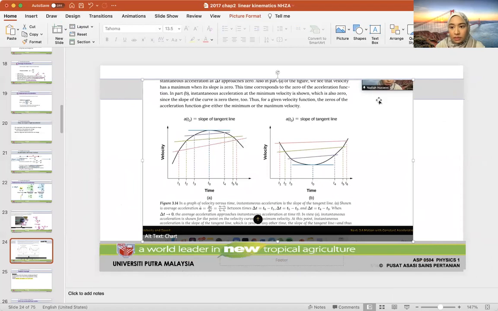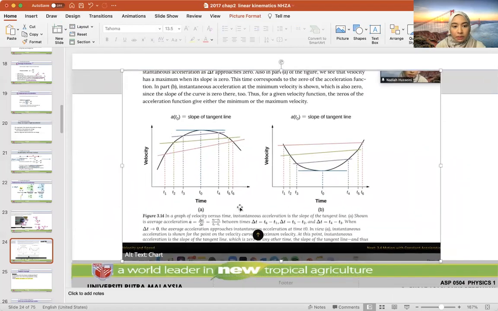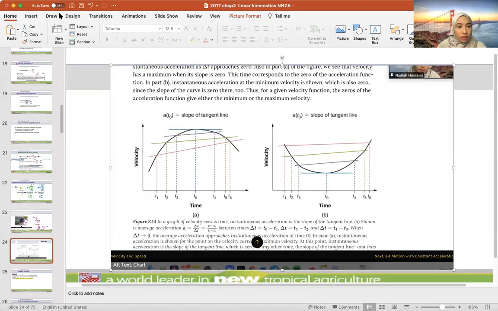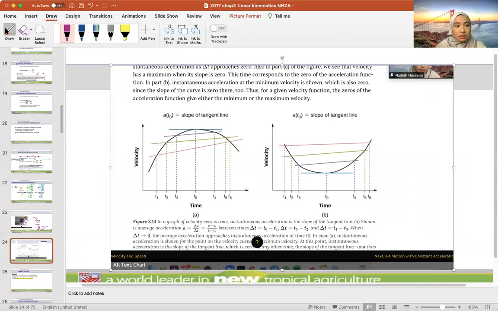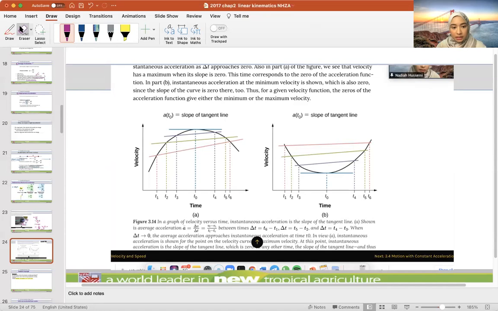Okay. So let's talk about this one. Make it bigger. Okay. So now we're talking about instantaneous acceleration, which is the acceleration, but at a shorter duration of time. So here we have a graph, and in the graph of velocity versus time, instantaneous acceleration is the slope of the tangent line. It's the gradient of the tangent line.